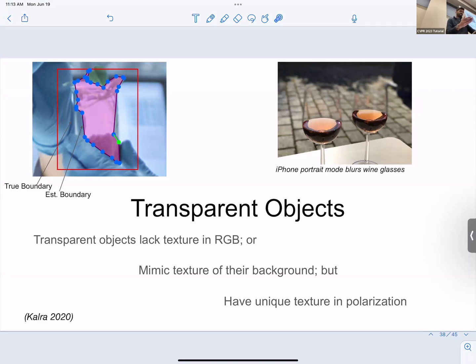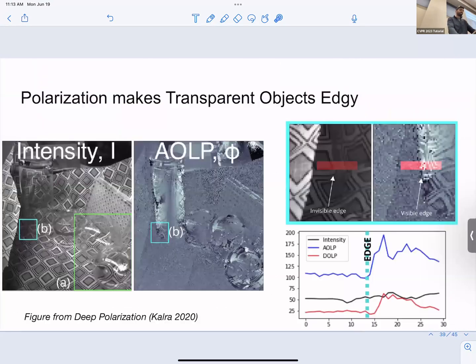Now, what's going on here is that in RGB, they don't have texture, but it turns out in polarization, there is texture to these wine glasses. So if I look at these, this is now real images, no more printed balls here. There are about 3 balls here that you can kind of see in the RGB image. 1, 2, 3, and there's a glass here as well.